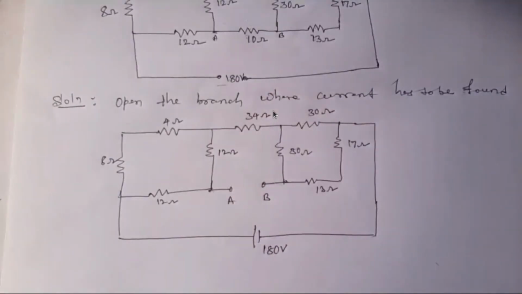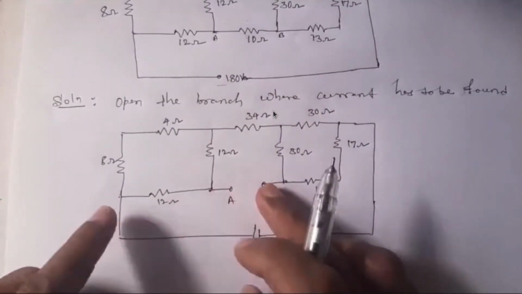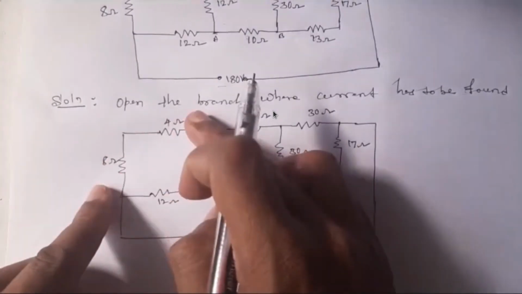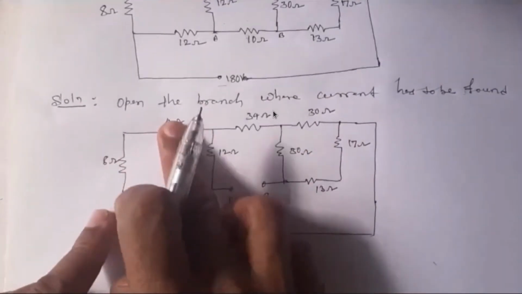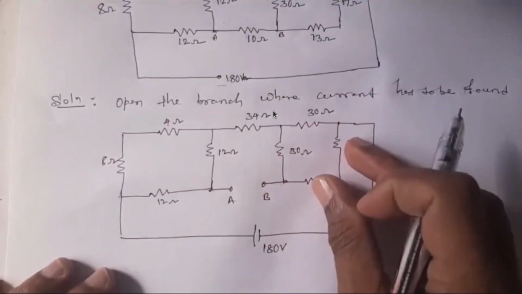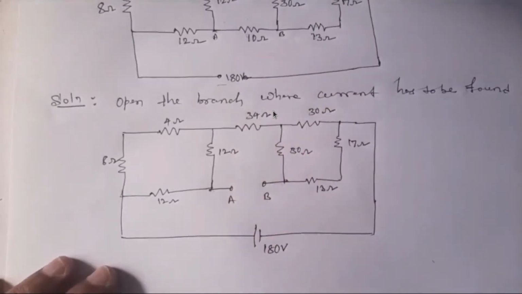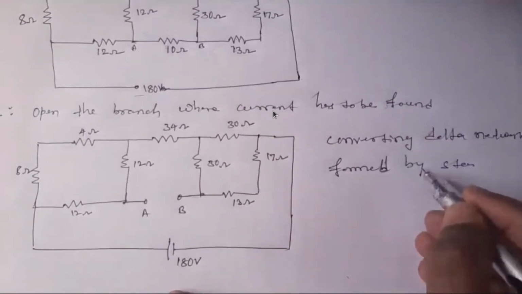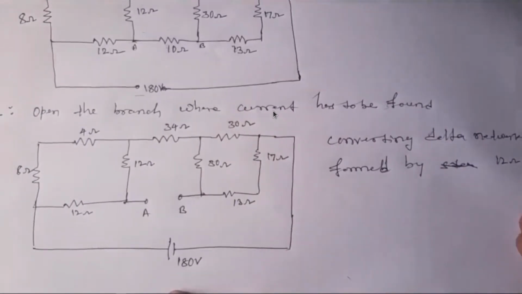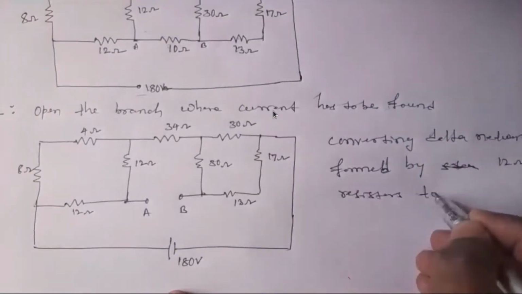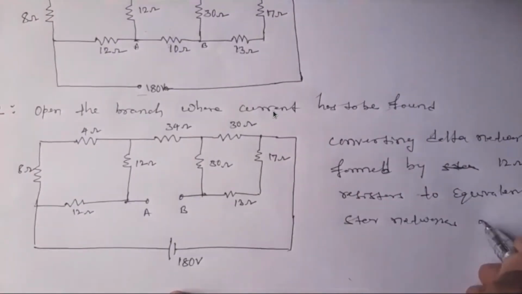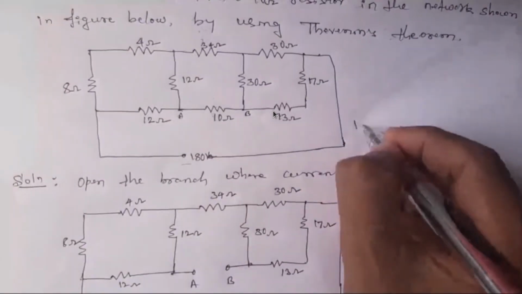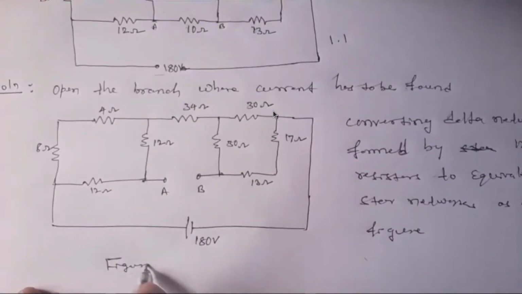Now to reduce the network, as I told, this 8 and 4 both are in series. It will become 12. 12, 12, 12. It will form a delta network. Here 30, 30 and this 30 will form a delta network. So I'll write here: converting delta networks formed by 12 ohm and 30 ohm resistors to equivalent star networks as shown in figure. If I consider this as figure 1.1, this I consider as figure 1.2.